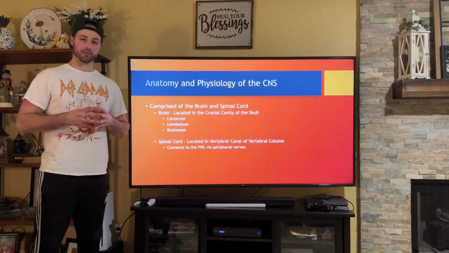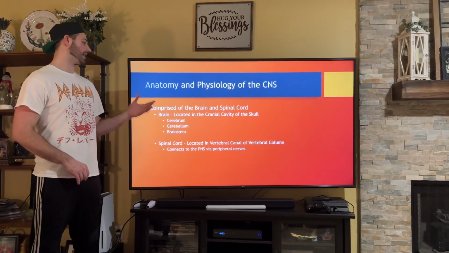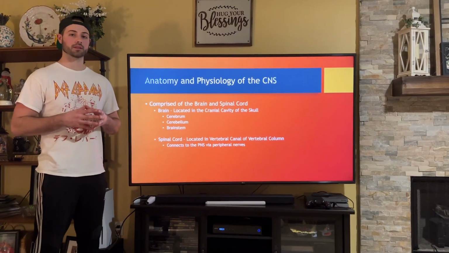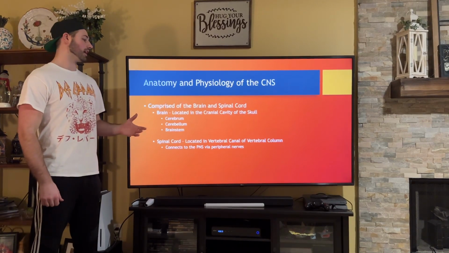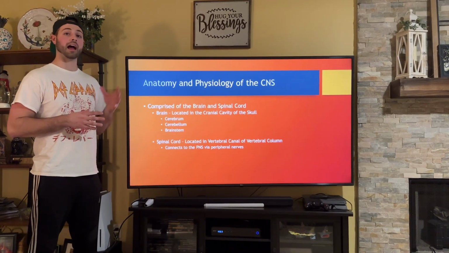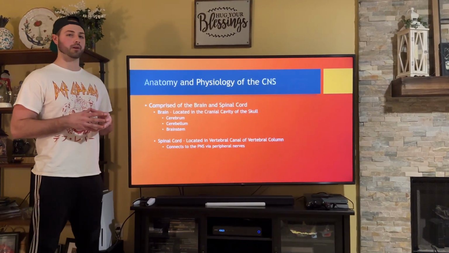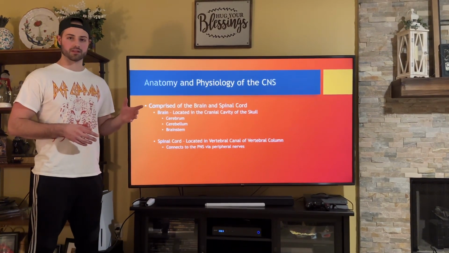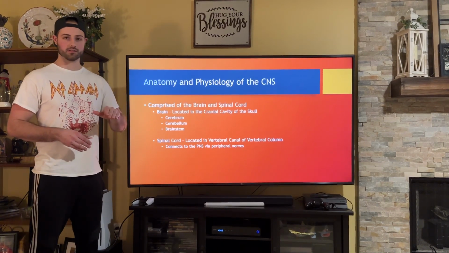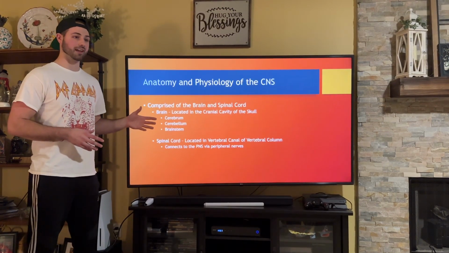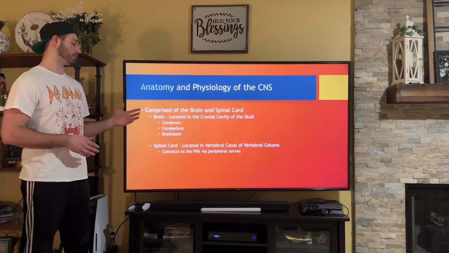Now, before we can determine what effect a stroke has on the central nervous system, we must first review its anatomy and physiology. The central nervous system is composed of the brain and the spinal cord, the brain being located in the skull and the spinal cord being located in the vertebral column in our spine. The brain itself is broken down into three main parts. The first is the cerebrum, which contains its right and left hemispheres, the cerebellum, which is located inferior to the cerebrum, and the brainstem, which connects it to the spinal cord, which then connects to the peripheral nervous system via the peripheral nerves.